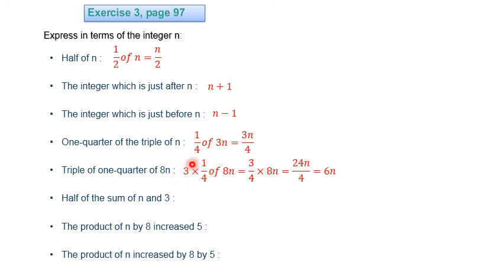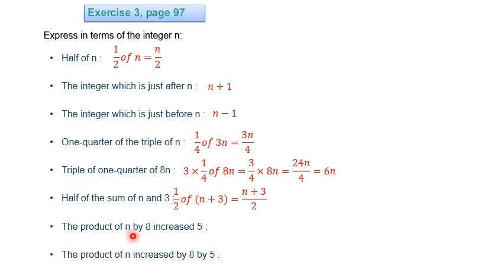We multiply the numerators by each other. 3 times 1 is 3, and the denominator is 4, times 8n. So 3 times 8 is 24, and in the denominator we have 4, and we don't have to forget the n. 24 by 4, we have to simplify, it's 6n. Now, half of the sum of n and 3. I have to find the sum of n and 3, so it's n plus 3. Its half means that we are dividing it by 2, so we have n plus 3 over 2.